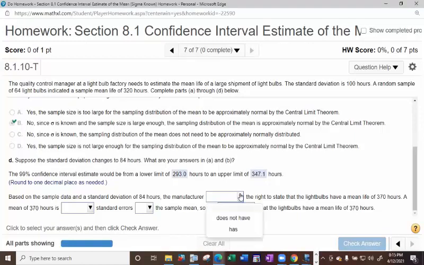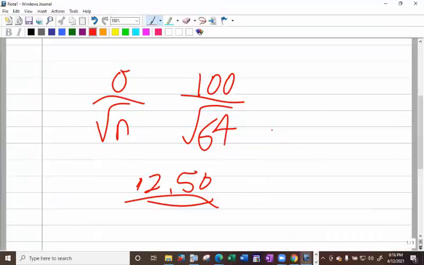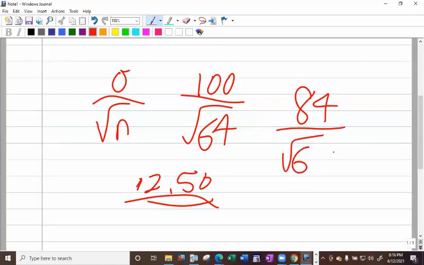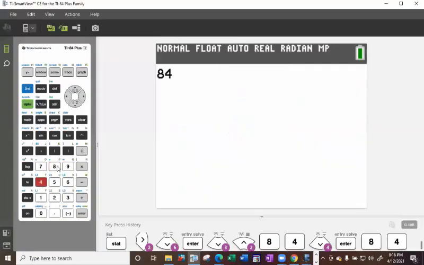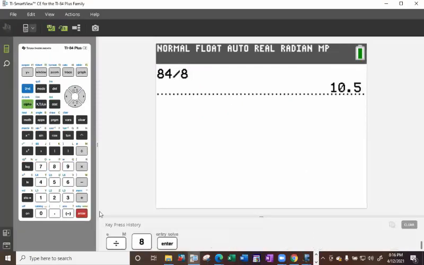Manufacturer. Let's see. I'm going to say, once again, I'm going to say does not have. How many standard errors this time? Now the new 84, that's 84 divided by the square root of 64. Why would they pick a number that doesn't divide evenly here? Beyond me. 84 divided by 8. I don't like this problem. 10.5.